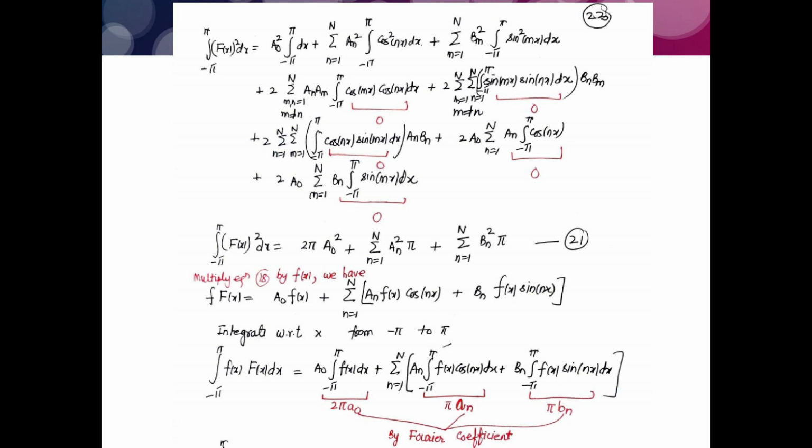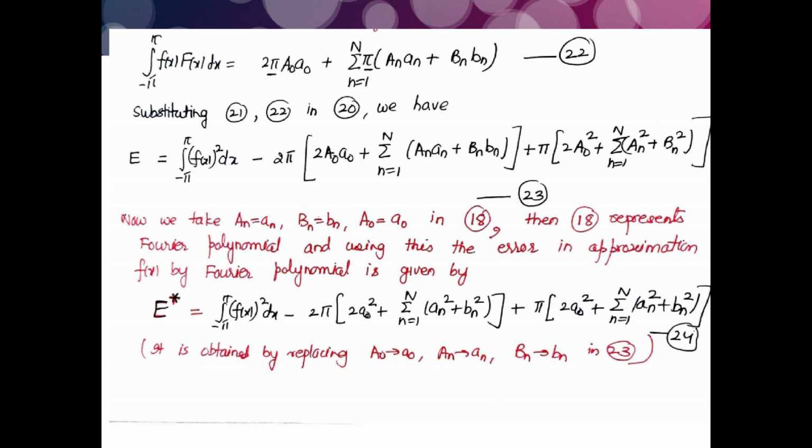See these expressions which I have underlined. The expression with the capital A naught, it is 2 pi times a naught. With capital An, the expression is pi times small an, and with capital Bn, we have pi times bn. These are Fourier coefficients. So finally, after simplification, we have equation number 22.